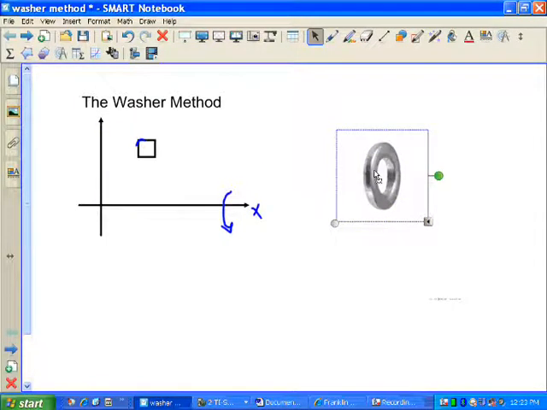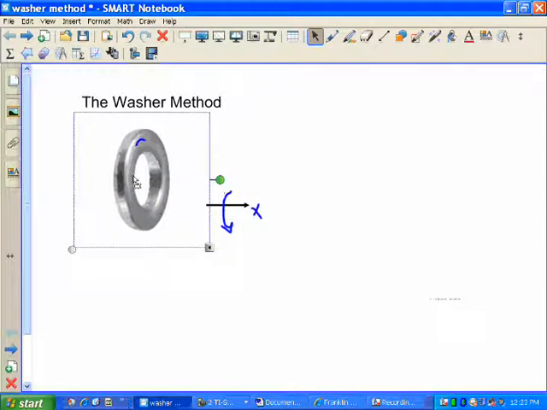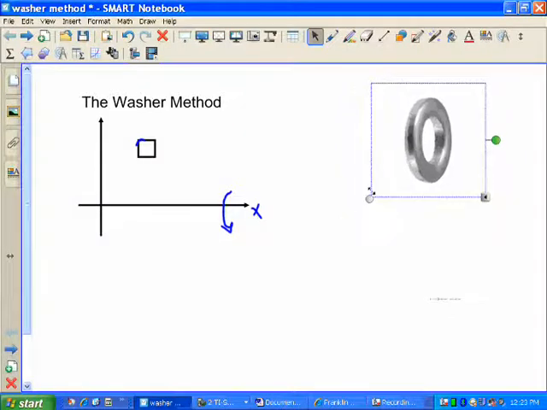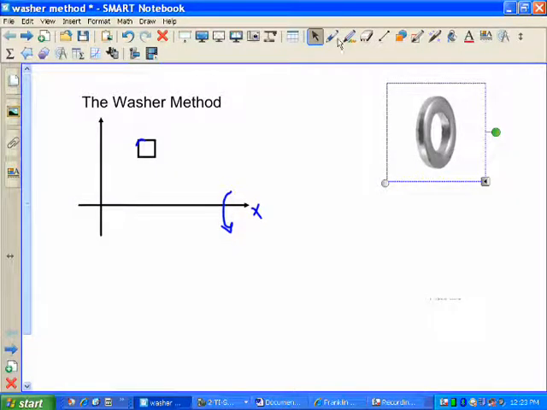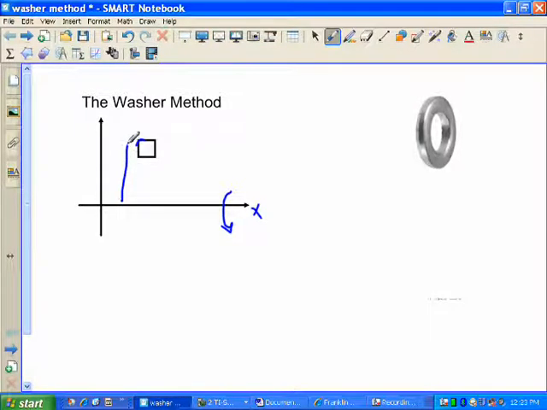Picture the washer, and just make it a touch bigger so you can really see that square piece comes out, goes back in, comes around. So we get a washer. With the washer, there are a couple things we need to keep track of. We have a large radius on the outside, and then a smaller radius on the inside. So with this washer, the outer radius is the big R, and my inner radius is the little r.